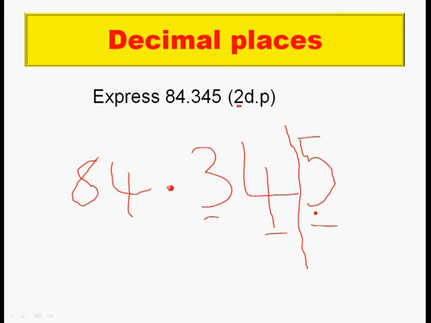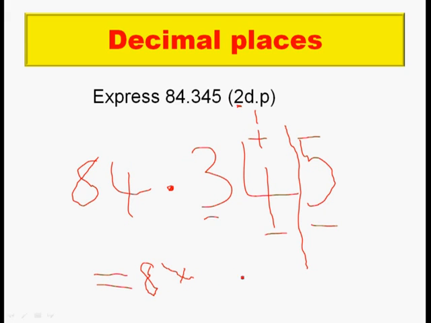5 comes after the line. So guess what? This number is equal to what? 5. So once it's equal to 5, we can add 1 to the number that comes before the line. So 4 plus 1 is equal to 5. So your answer then should be equal to 84.